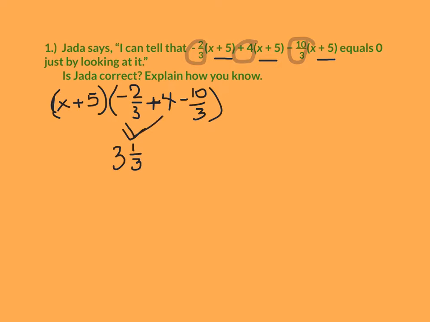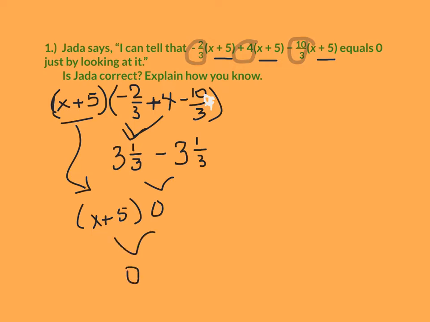That's the two of these right here, minus 10/3. And if I were to change this, I'd say to myself, how many times does 3 go into 10? It goes into 10 3 times, with 1 left over. 3 and 1/3 minus 3 and 1/3, of course, is 0. If I bring down this, I then have x plus 5 times 0, which of course we know is equal to 0, and that's exactly what Jada said.